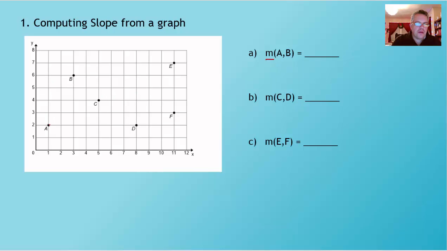Okay, so to find slope, we take a vertical step, and a horizontal step. I like to draw arrows to indicate how I went from one point to the other. We went up 4 here: 1, 2, 3, 4. And we went over 2. The rise is positive 4, the run is positive 2. The rise is positive because we went up. Run is positive because we went to the right. 4 over 2 is equivalent to 2. So the slope between A and B is 2.